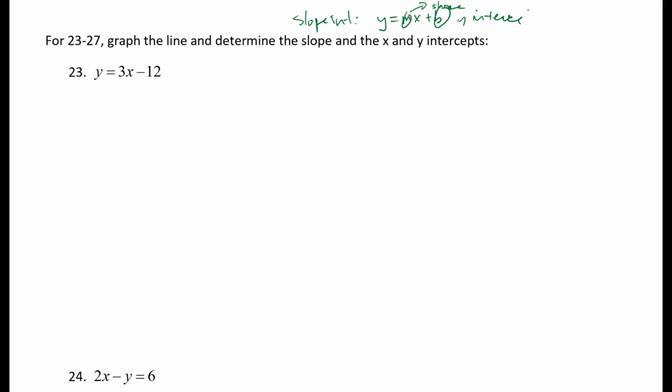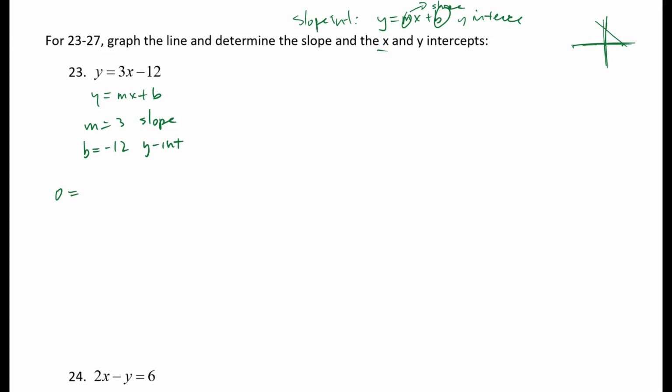So the first one actually is in y equals mx plus b form. We see that m equals 3, that's the slope. And the intercept b is negative 12, that's the y-intercept. And we're also asked to find the x-intercept here too. We can always do that by just putting y equals 0. At the x-intercept, y equals 0. So we'll go ahead and do that right now.